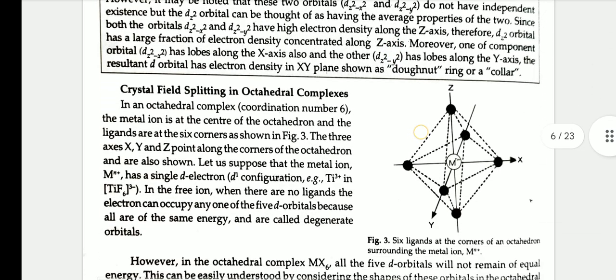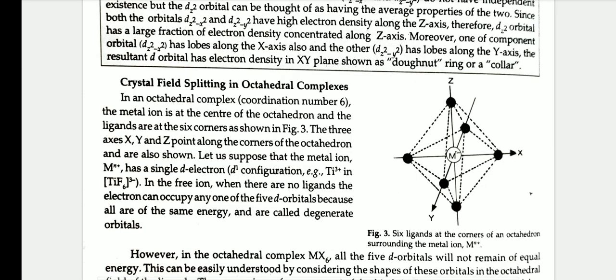Crystal field splitting in octahedral complexes. In an octahedral complex, coordination number 6, the metal ion is at the center of the octahedron and the ligands are at the 6 corners. The three axes x, y, z point along the corners of the octahedron and are also shown. Let us suppose that the metal ion Mn+ has a single d electron in the free ion. When there are no ligands, the electron can occupy any one of the 5 d orbitals because all are of the same energy and are called degenerate orbitals.